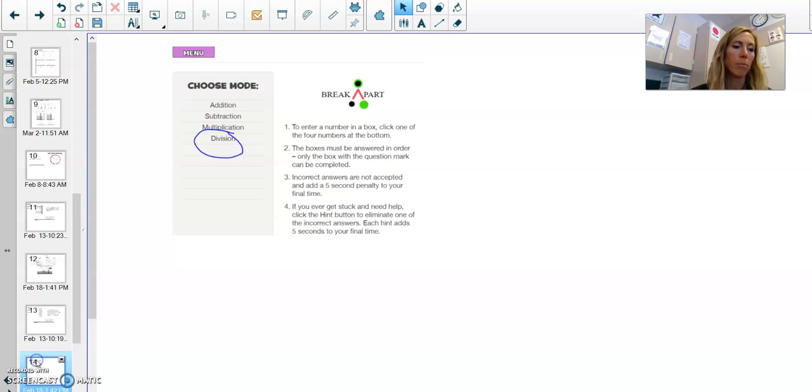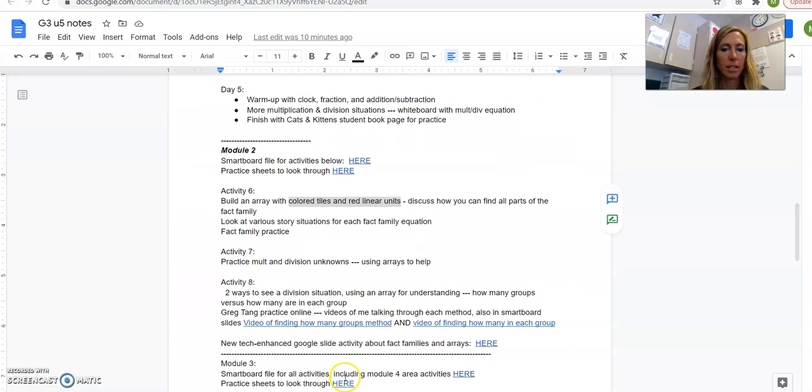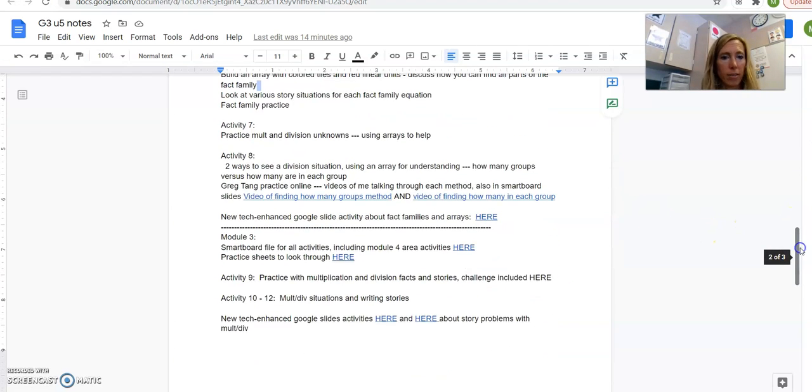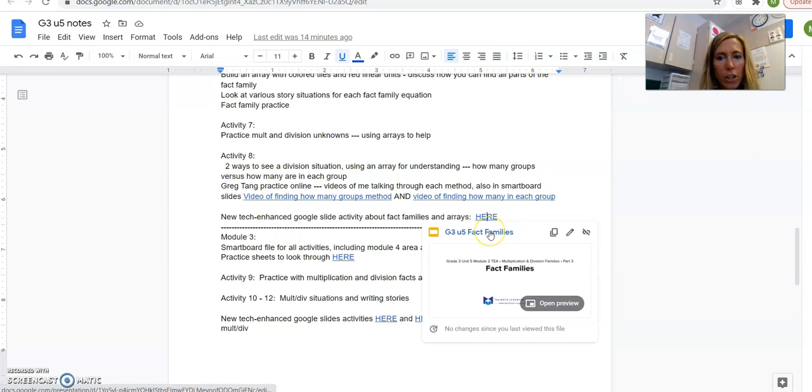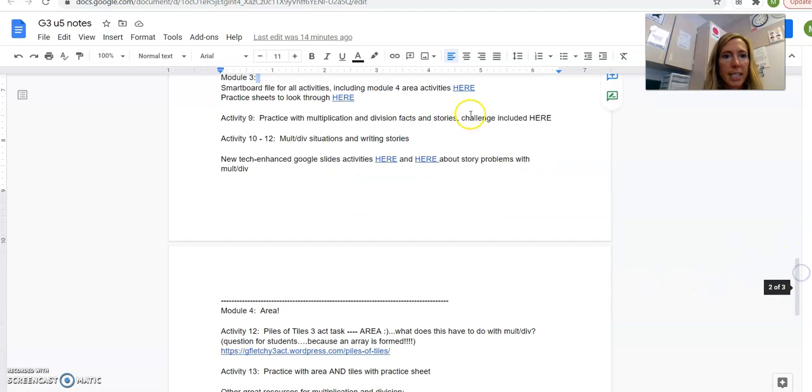So I again practice using Break Apart, and I have a video that I'm loading up here of me talking through that, and I allude again to this situation of students and tables, okay? Probably might want to spend more than a day on that, okay? I'm looking at 2 different ways of division. There's a new tech-enhanced Google Slide activity from Bridges for you to peruse through on fact families if you're interested in using that, okay?